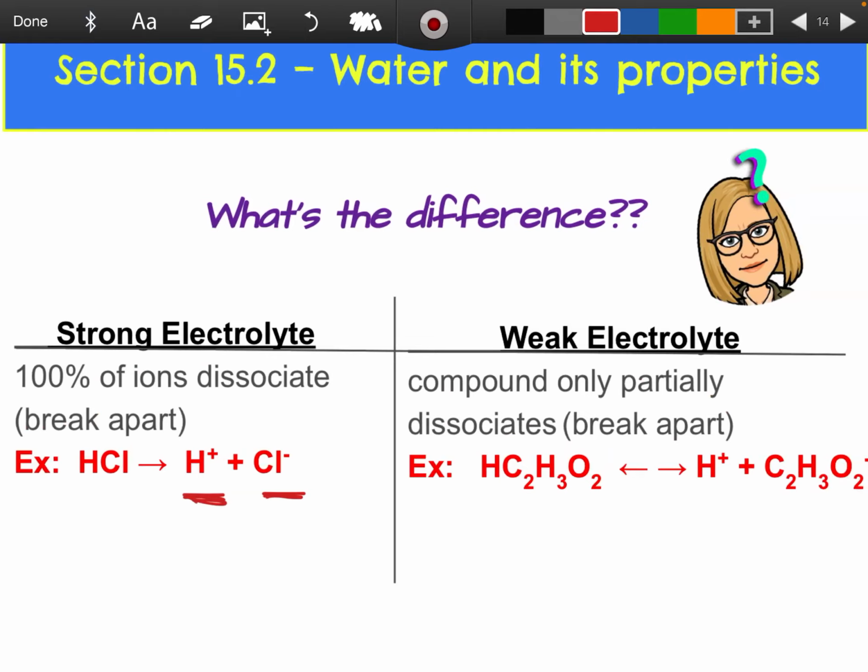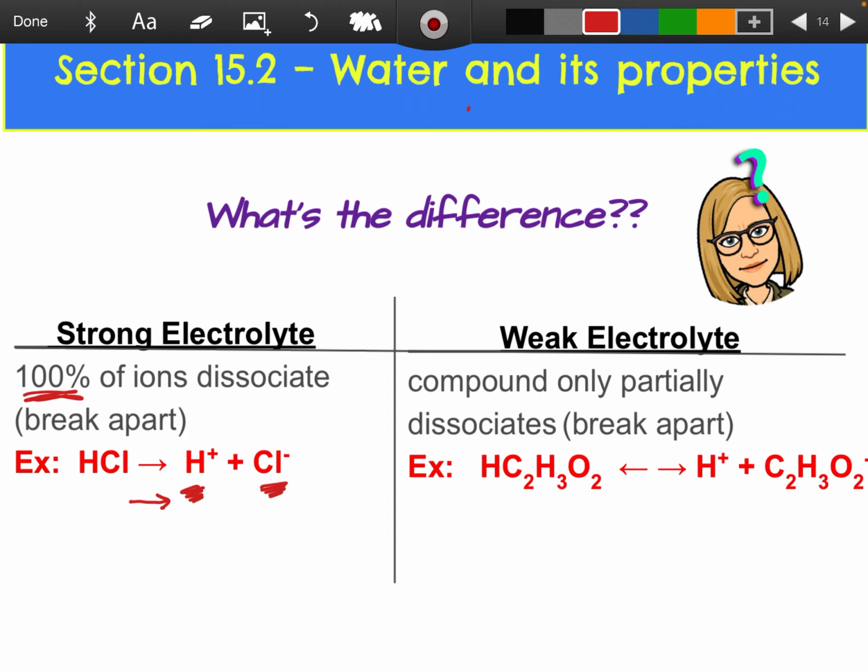All right, the last terms for the notes today are strong versus weak. Strong electrolytes means that every single molecule breaks apart into the positive and negative ions. So dissociate means to break apart. So if every single molecule breaks apart, you're going to have more H plus ions and more Cl minus ions in solution, which means it's going to conduct a stronger current, which means it's going to be a strong electrolyte.